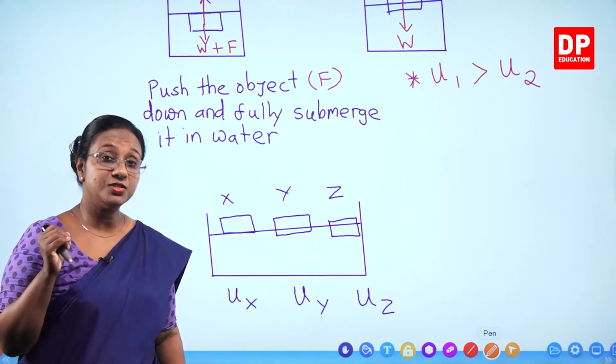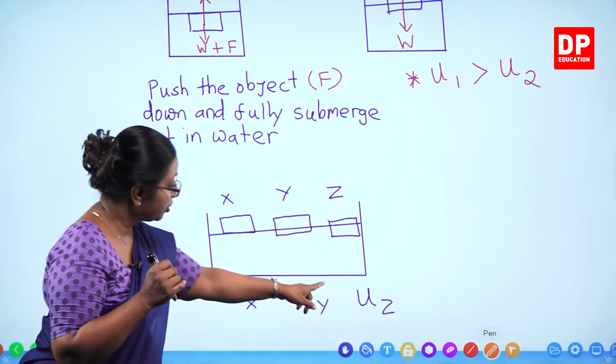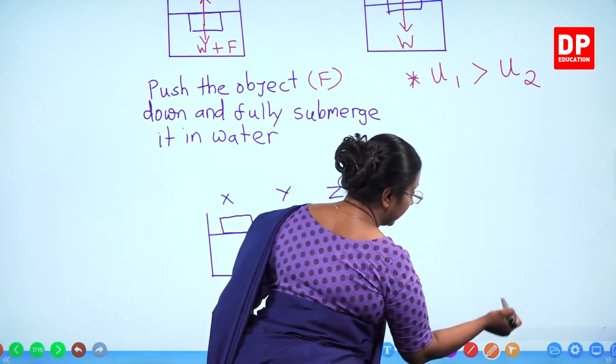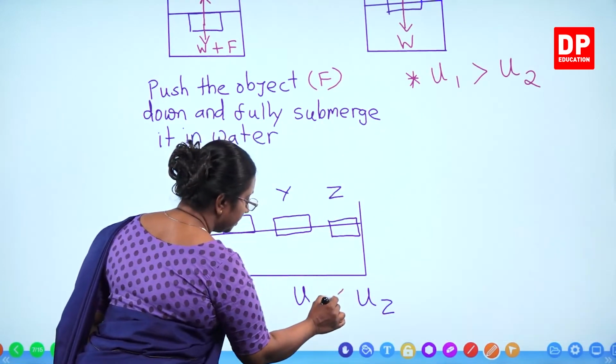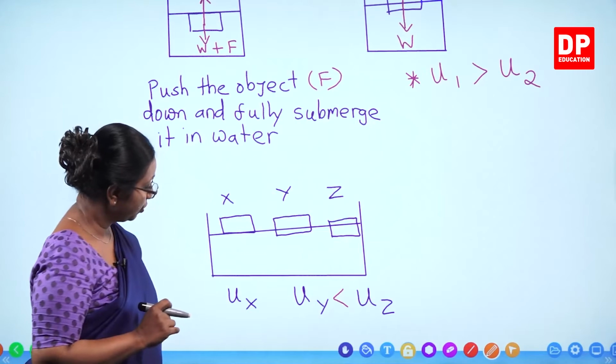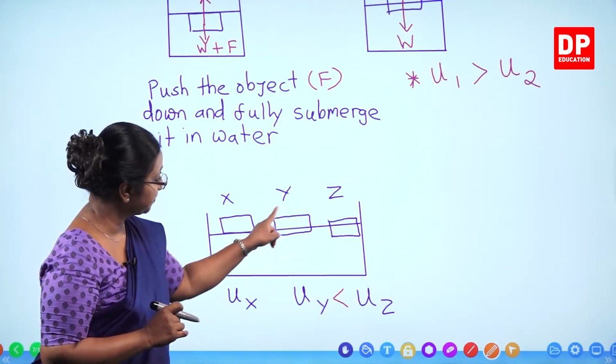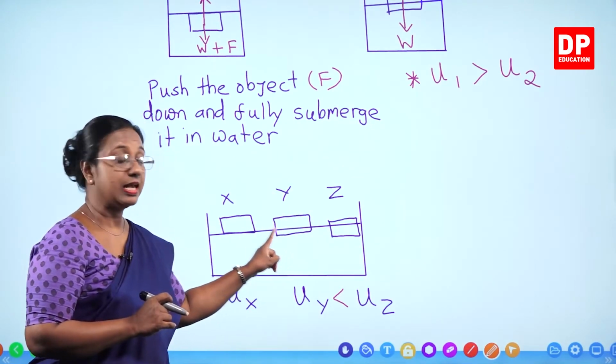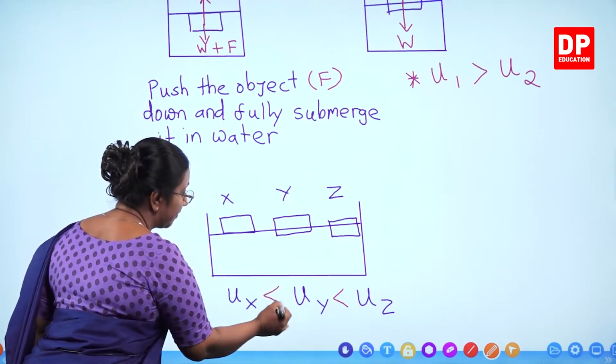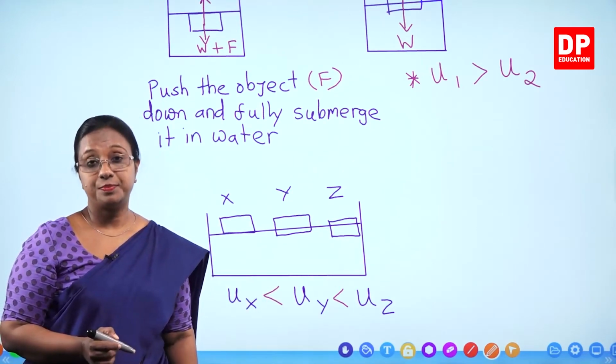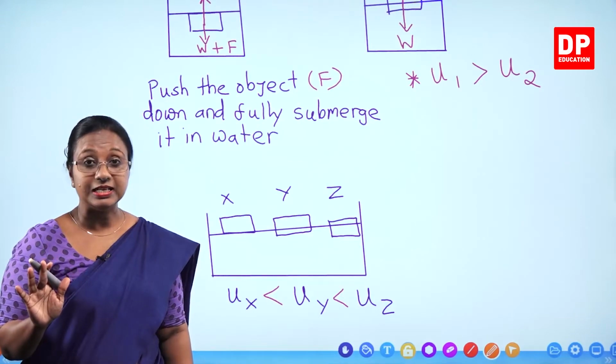So the upthrust is also more. So UZ will be greater compared to UY. In this instance, upthrust is a little bit less. But here you will have the smallest upthrust. Is that clear to you all?